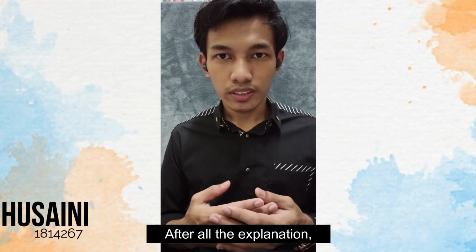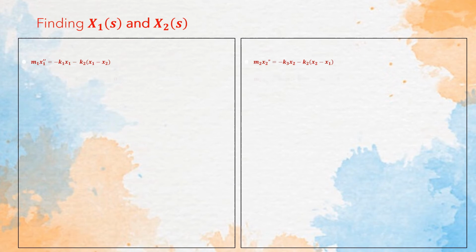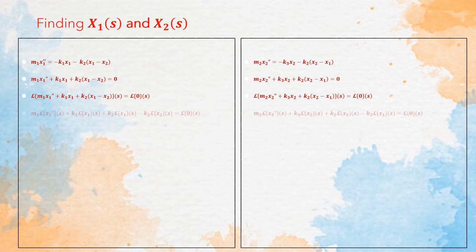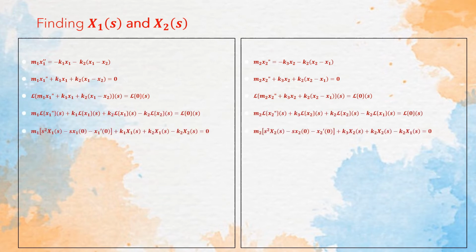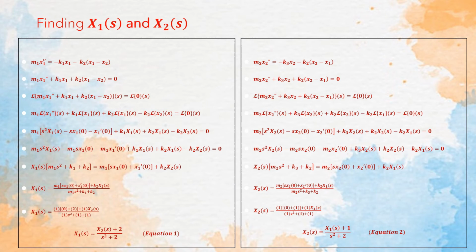Okay, after all of that explanation, let's move on to the next part, which is to solve this problem. To solve this problem, we have to find x1s and x2s. So we're going to use equation 2.1. We're going to equate the equation to 0 and then apply Laplace transform, and after some algebra, we substitute the initial conditions and the constant values, and then we will get x1s. Similarly, we use equation 2.2 to find x2s using the same method as for x1s.